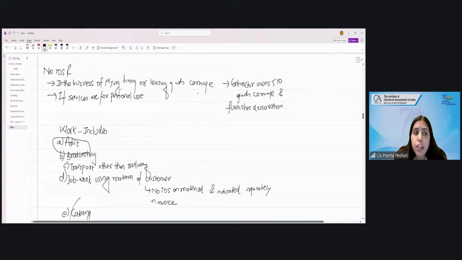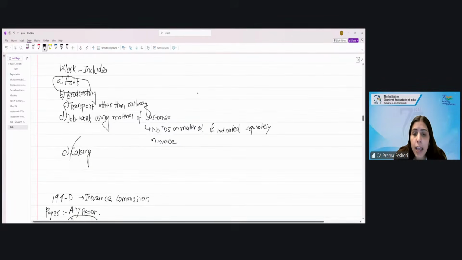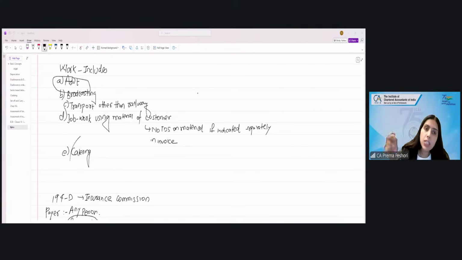And manufacturing or supply of a product according to the specification of the customer by using the material purchased from either the customer or its related party, meaning job work. So if you purchase the material and give the work, you perform the work, that is not covered under the definition of work. If you purchase the material from the customer and do some work on that, basically you perform job work, that is when the TDS is applicable.